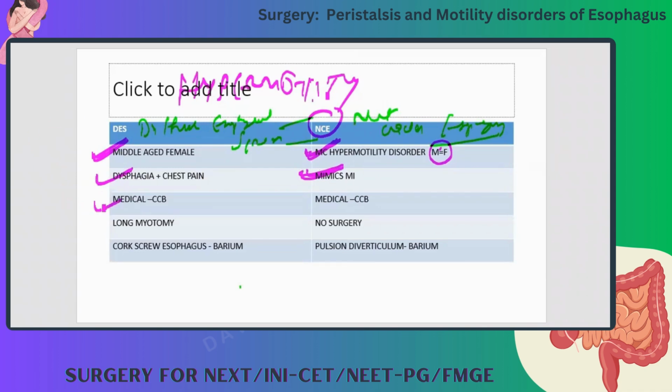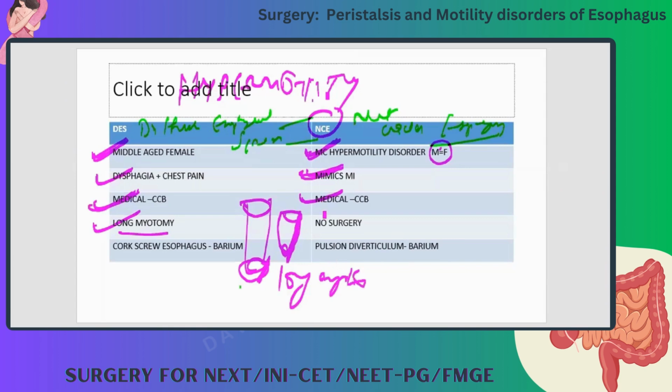So medical treatment is calcium channel blocker, which can be used for both, like nifedipine. And for diffuse esophageal spasm, a myotomy. In achalasia, only the sphincter is involved, so we give a small myotomy. In diffuse esophageal spasm, the complete esophagus is in spasm, so we give a long myotomy. But for nutcracker esophagus, there is no surgery.